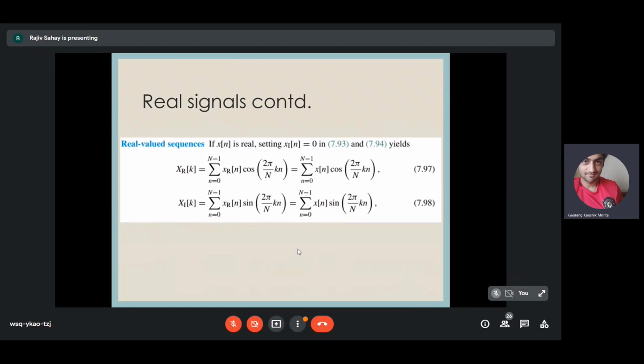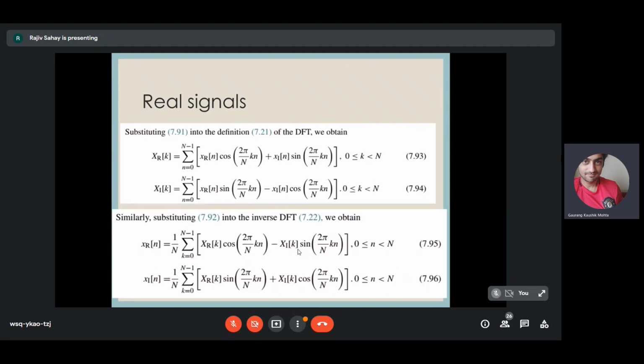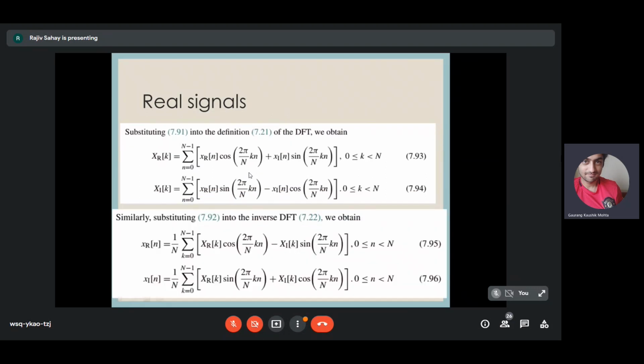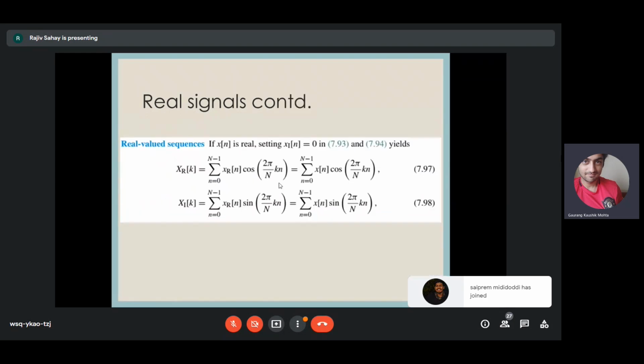Okay, so if x(n) is real, then the imaginary part of x(n) will be 0. So you can set this as 0. In the previous equation, this can be set as 0. So X_R(k) is just equal to this, and wherever you see x_I(n), you just put it as 0 here in these two equations. So then you get this formula.